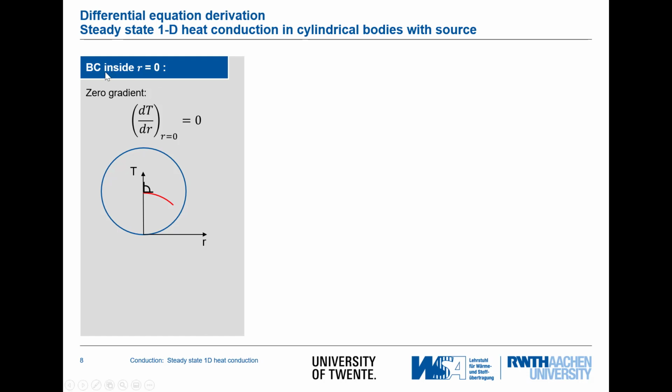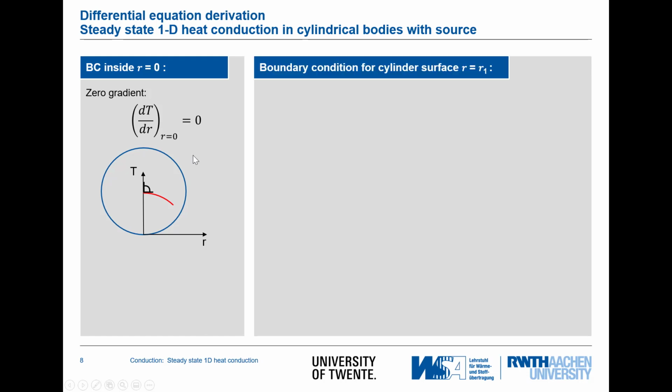So let's first start and look what happens here. What boundary conditions can be used and are appropriate. This cylinder has a symmetry around its axis, and thus the heat flux across the axis is 0, and of course this translates into a 0 gradient of the temperature derivative at r equal to 0.